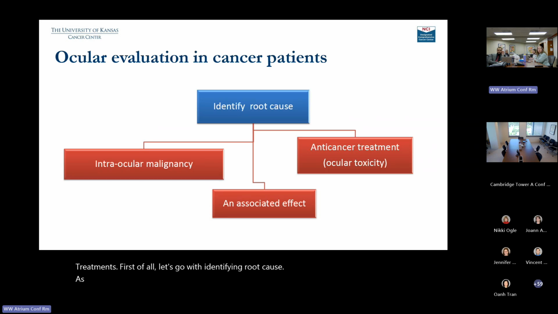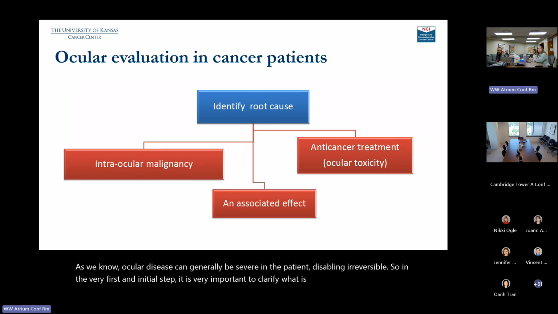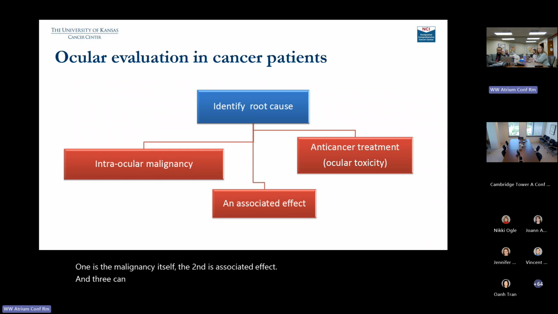As we know, ocular disease can generally be severe in the patient, disabling, irreversible. So in the very first and initial step, it is very important to clarify what is the root cause of that ocular disease. As a general idea, we can consider that those diseases can have 3 root causes. One is the malignancy itself. The second is associated effect. And third can be the anti-cancer treatments which we are using for the patient. And we call it ocular toxicity from now.